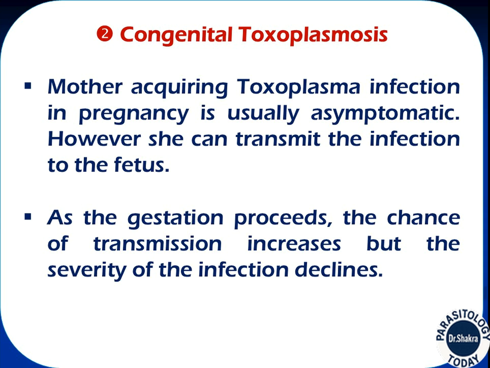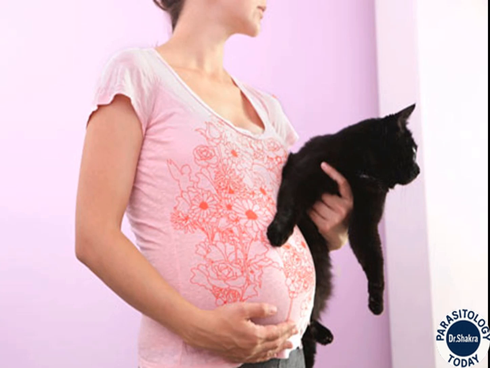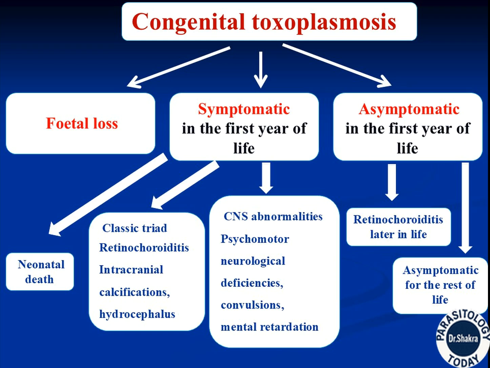A key concept to remember is this. As pregnancy progresses, the likelihood of transmission increases, but the severity of fetal damage decreases. So, an infection early in gestation may be devastating, whereas one late in pregnancy may transmit more easily but cause milder disease. Outcomes of congenital toxoplasmosis. We can group the possible outcomes into three main categories.